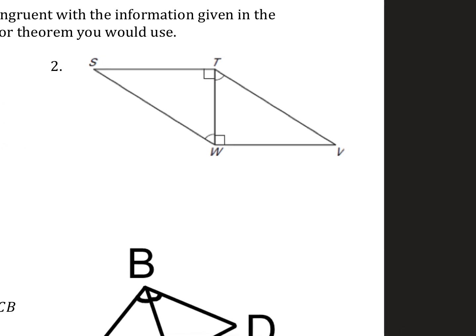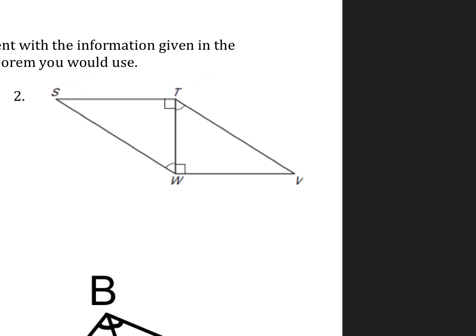Okay, how about the other one here? Looks like we have congruent angles. We got an angle, we got 90 degrees, and we got these angles right here. Do we have any reflexive or shared sides? We do. We have a shared side here.